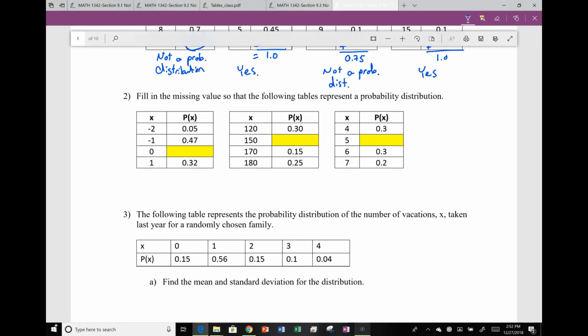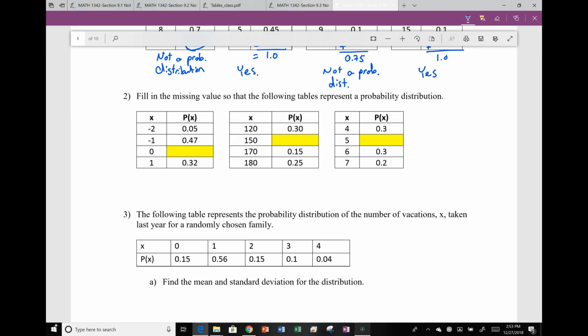Going along with those same lines, we want to fill in the missing value so that the following tables represent a probability distribution. So in order for it to represent a probability distribution, the probabilities must be between 0 and 1, and they must add up to 1. So notice on this first one, these are negatives. That's okay. These are the x's. These are the possible outcomes. It's the probability of x that we have to look at.